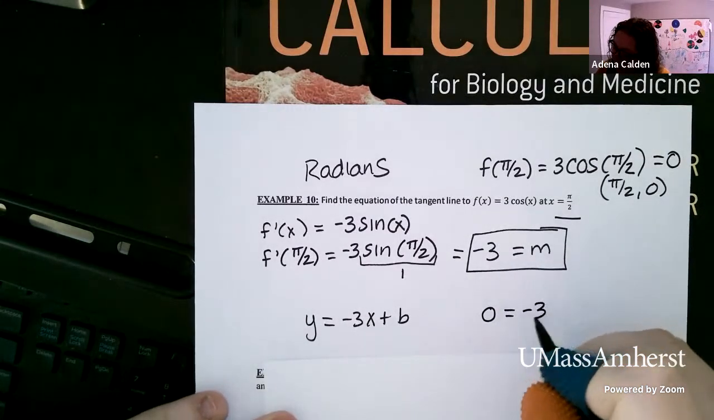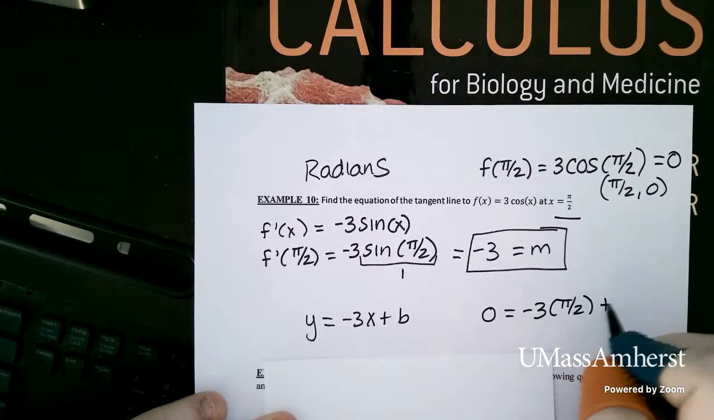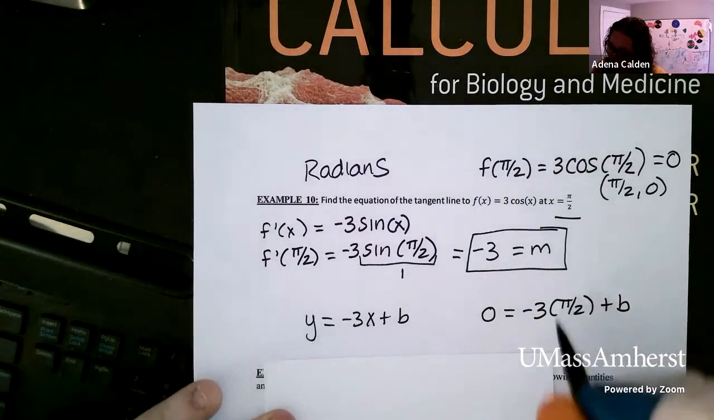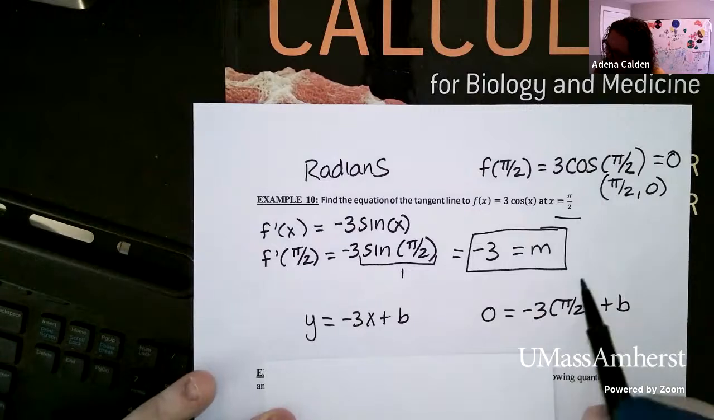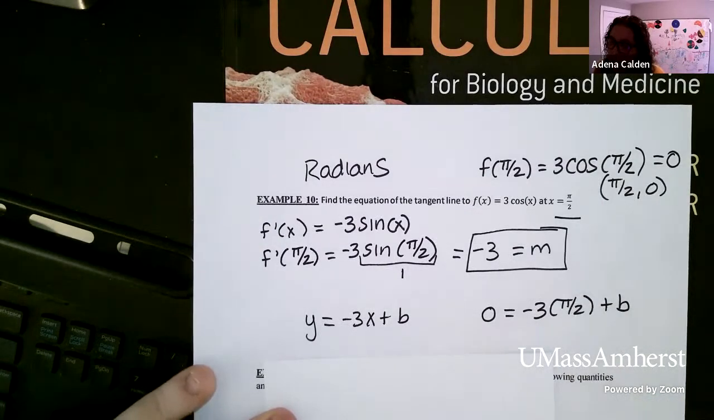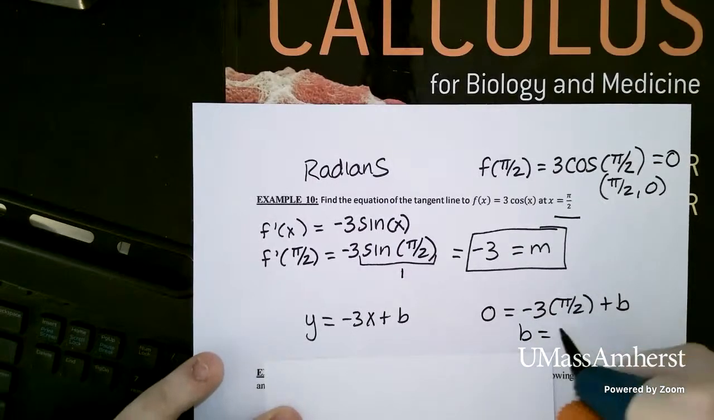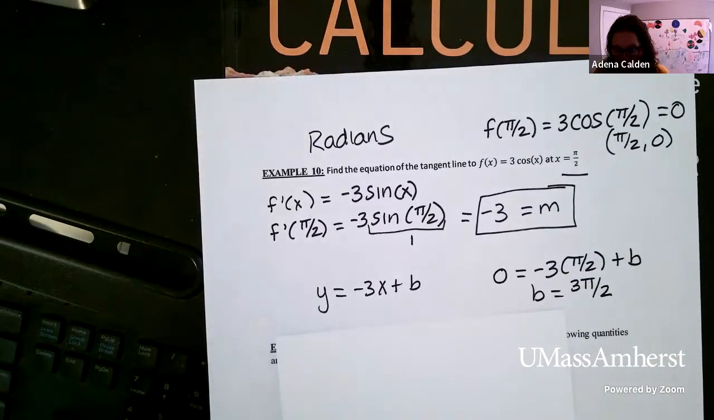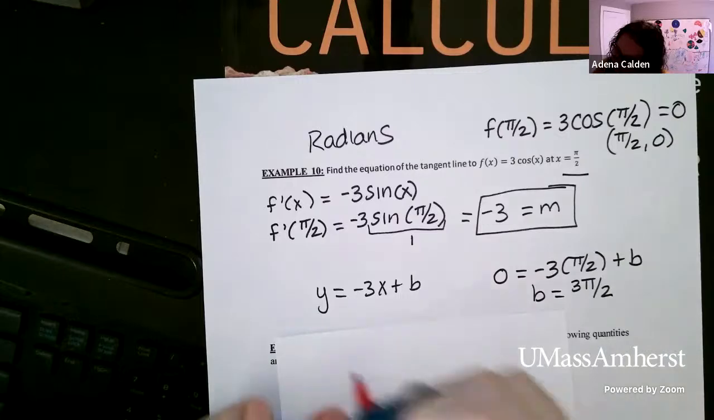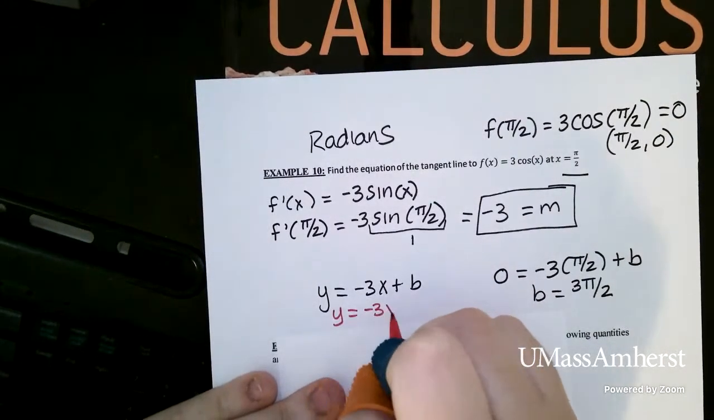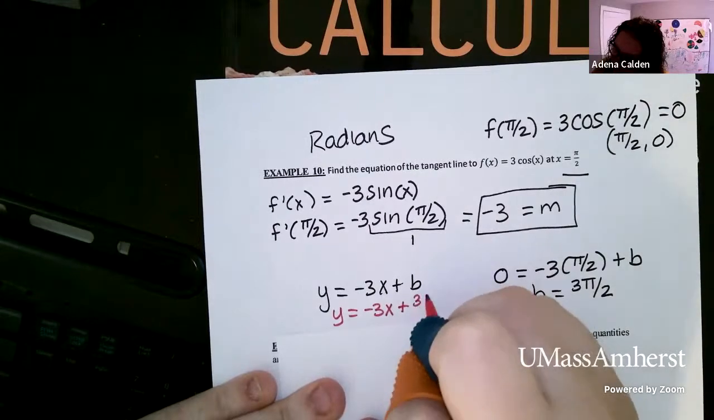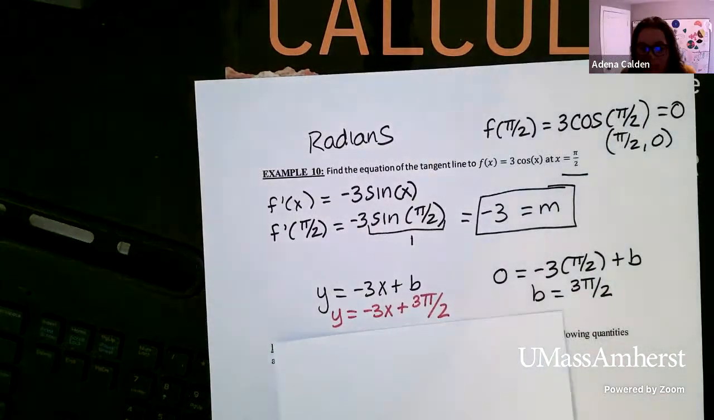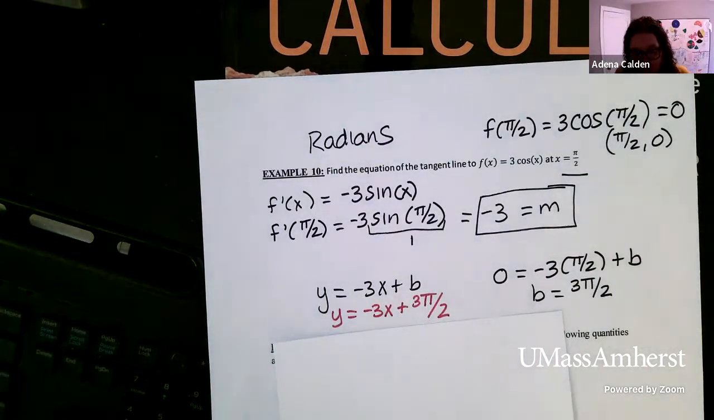0 equals negative 3 times pi over 2 plus b. We want to leave pi's as pi's. So don't turn this into a decimal because you will make it less accurate. So here we have negative 3 pi over 2. So we add that over. So b is positive 3 pi over 2. That means that our final equation, when all is said and done, is y equals negative 3x plus 3 pi over 2. Okay, so this is an exact answer. Again, don't turn that into a decimal because that turns it into an approximation.